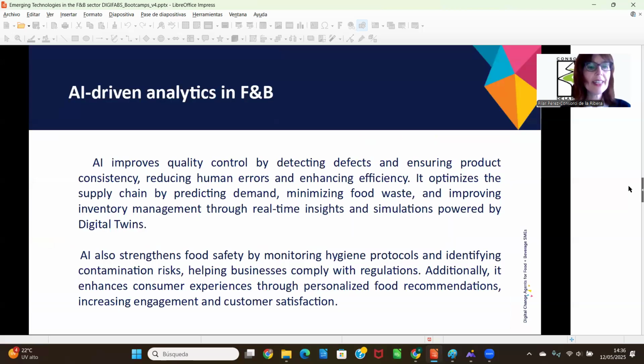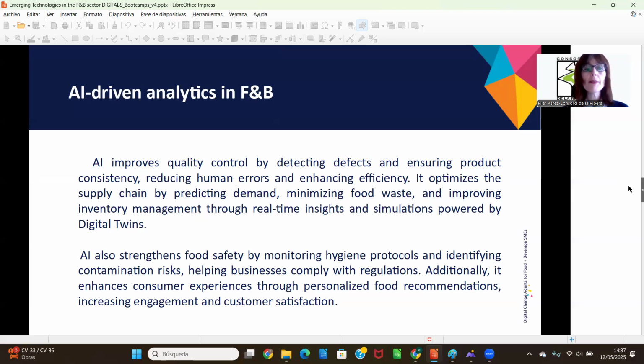artificial intelligence is transforming the food and beverage industry and all society in general. It plays a crucial role in quality control. It ensures product consistency and offers the possibility to optimize supply chains by predicting demand and minimizing waste. Moreover, digital twin technology allows companies to digitally simulate new food concepts before launching them, saving both time and resources.